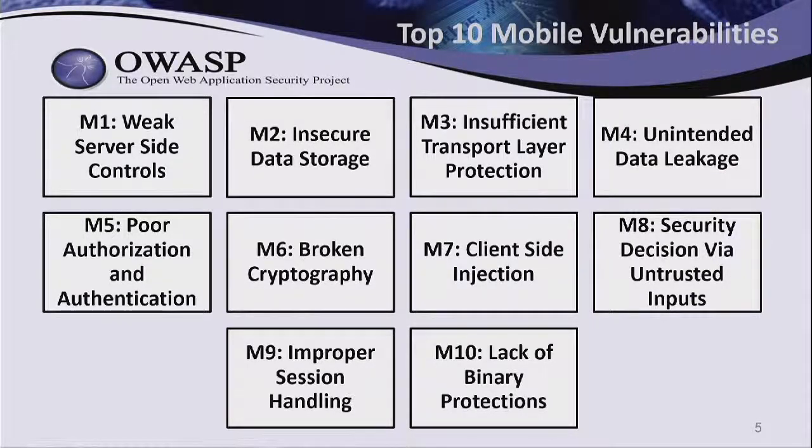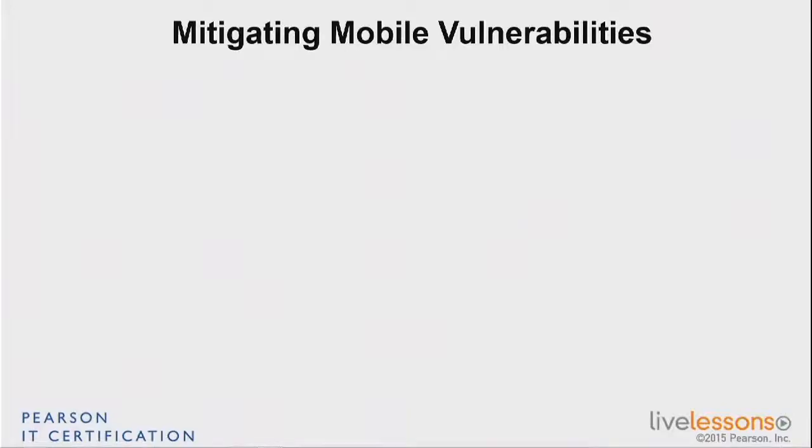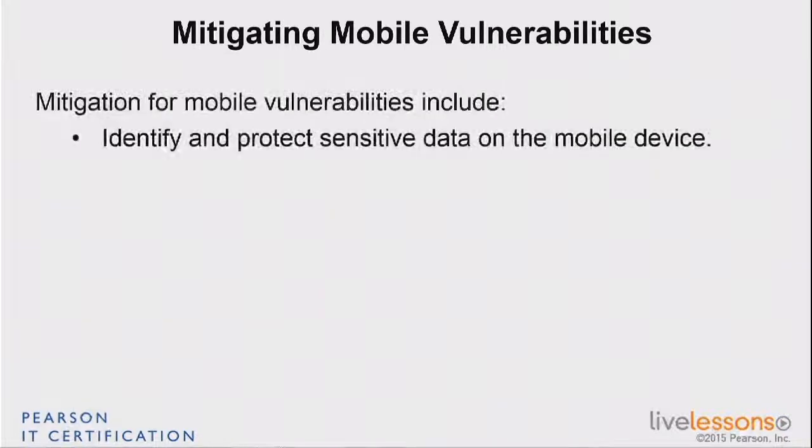Now, in this lesson, we're not going to go through these, but I do want you to go out to the OWASP site and read about each of these so that you understand the security implications and the business implications. There are ways to mitigate a wide swath of mobile vulnerabilities, and our options include to identify and protect sensitive data on mobile devices. If at all possible, there should never be sensitive data on your mobile device. But if there is going to be sensitive data on mobile devices, we need to protect it. And most notably, we'll use encryption to protect that data.